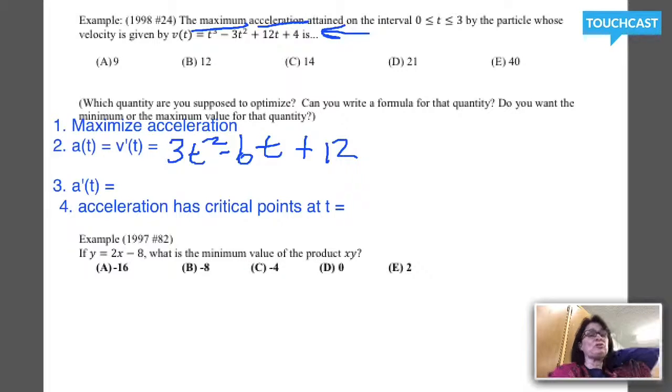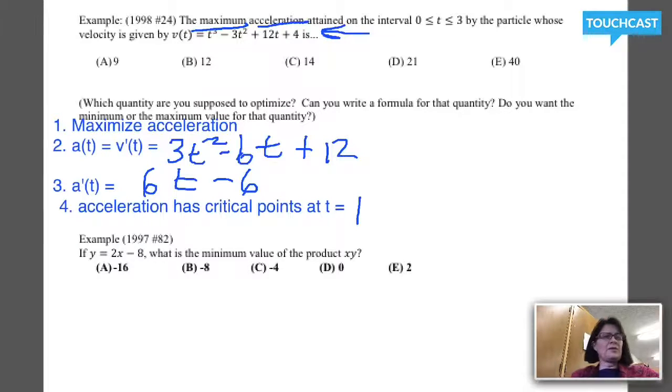So step 3 is I need the derivative of that function I wanted to optimize. The derivative of a, notice a is polynomial, so this is no big deal. That's 6t minus 6. So 6t minus 6 is linear. There is no place where a prime is going to be undefined. So the only critical points for acceleration are places where a prime equals 0. And a prime is going to equal 0 at t equals 1. All right, so here I go. I have one critical point. It's at t equals 1.